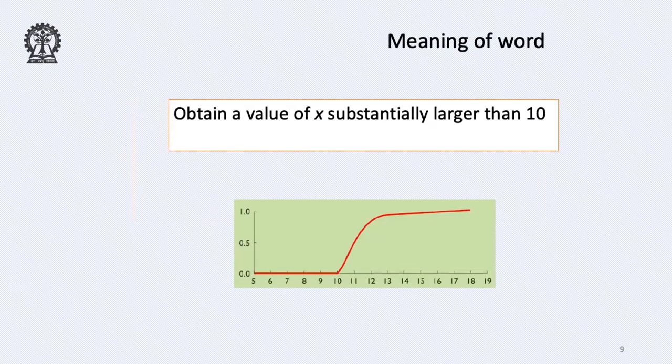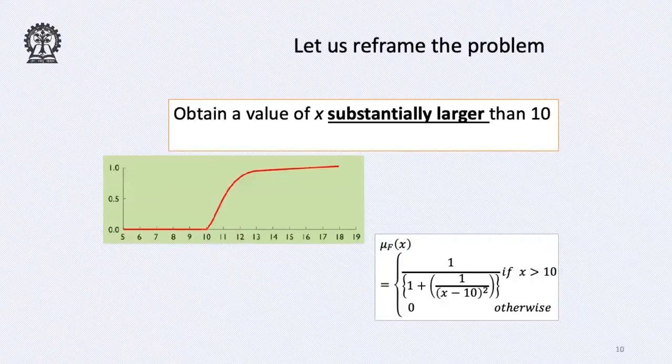Hope you could understand. Just look at the graph: if x is equal to 10 or lesser than 10, then I am not happy. If I draw my curve of happiness here, then from 10 to 12 point something my happiness is increasing, and after 12.5 I'm quite happy, and my satisfaction level stays the same. That's why with the red graph we can explain how x is substantially larger than 10.